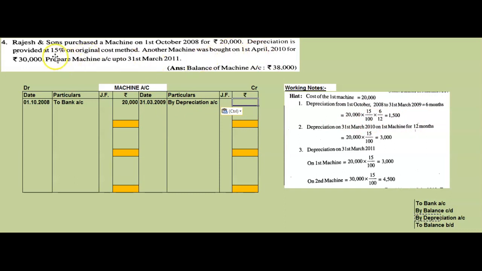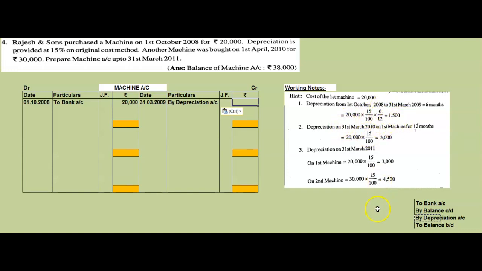Why 15 by 100? Because the percentage is 15%. So whenever you take percentage, whatever rate is given, here the rate is 15, so 15 by 100. If it is 10%, we will take 10 by 100. If it is 5%, we will take 5 by 100, into 6 by 12. You can do at your convenience. If you feel, first you can find the percentage: 20,000 into 15 by 100, you will get 3,000. 3,000 into 6 by 12, you will get 1,500.